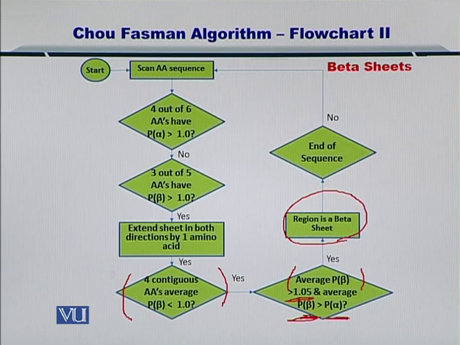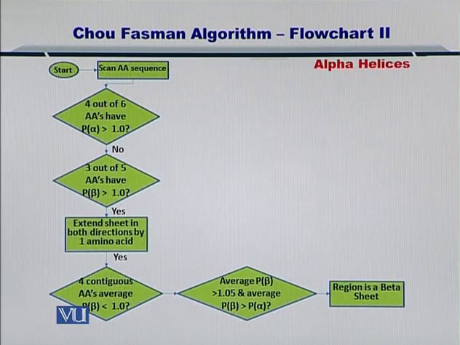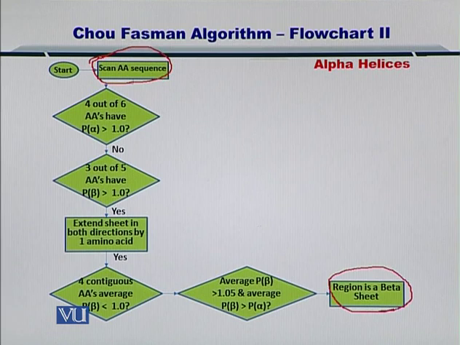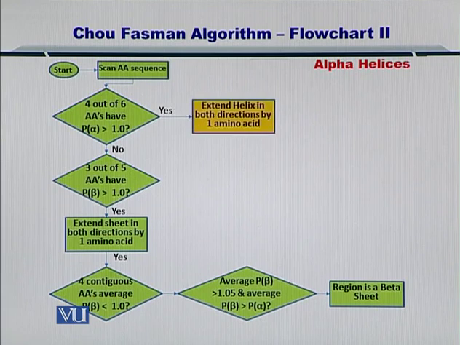Now we are going to modify this algorithm and integrate the prediction of alpha helices. So let's see. This was your algorithm, and you started by scanning the amino acid sequence until you finalized the beta sheet region. But now I'm going to modify this flowchart and include alpha helices as well. So at this step, if 4 out of 6 amino acids had a propensity for forming an alpha helix greater than 1, then you should not be considering beta sheets, but you should go for predicting alpha helices.